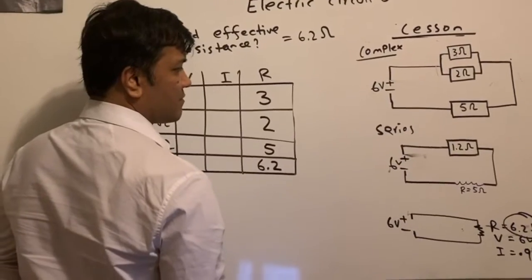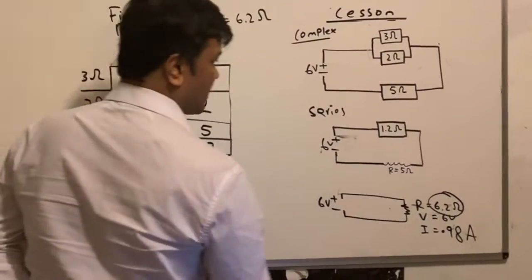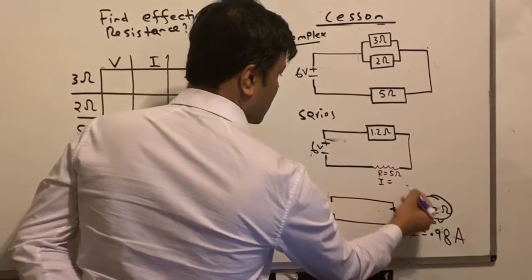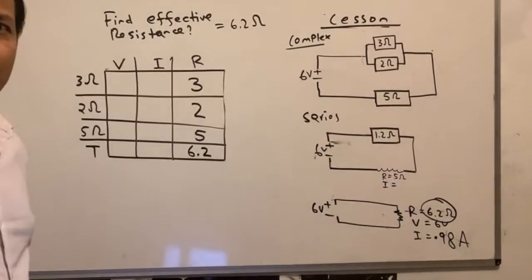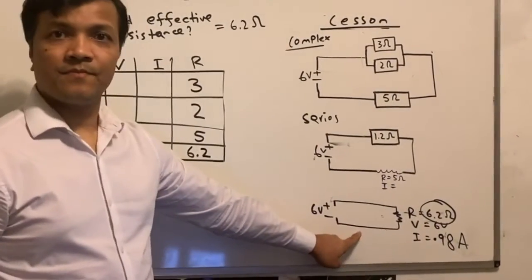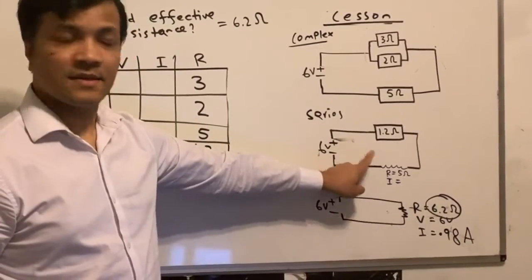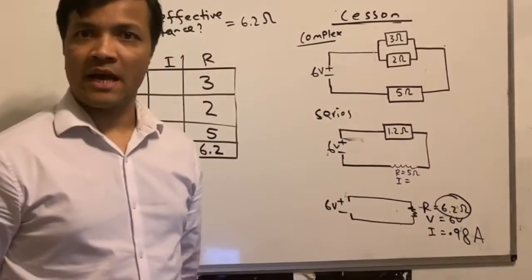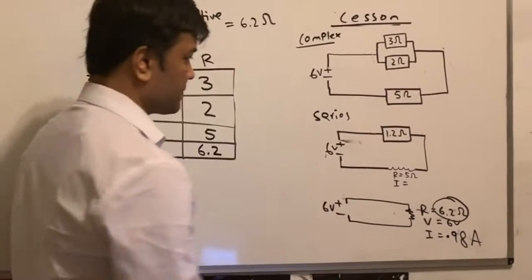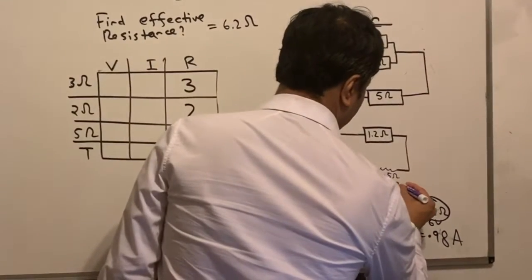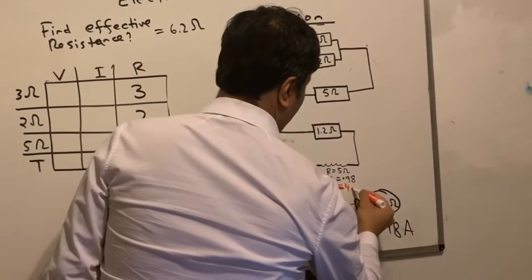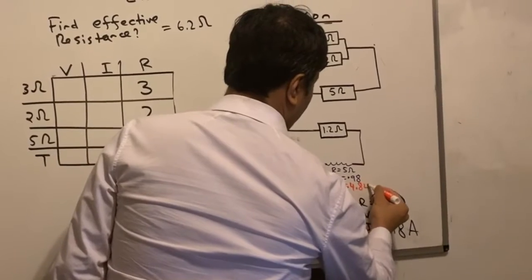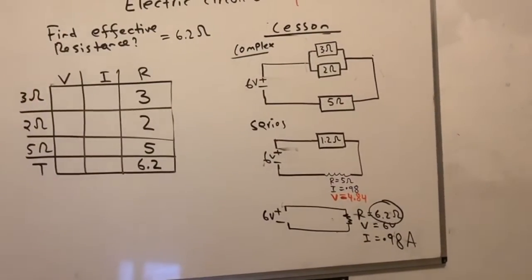And what is the current over here? Is this series? Yes. Should the current be the same? Yes. Good. 4.84. Not the exact answer. Is that okay? Yeah.